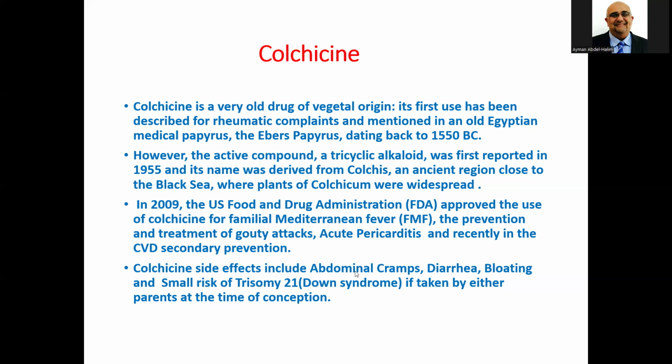Colchicine side effects include abdominal cramps, diarrhea, bloating, and a small risk of trisomy if it's taken at the time of conception. So most of the people that take colchicine get some GI side effects. And this is the main side effect of this drug, and those who stop it usually do so because of the GI effects, abdominal cramps, and diarrhea.